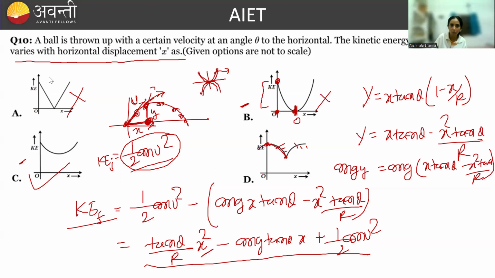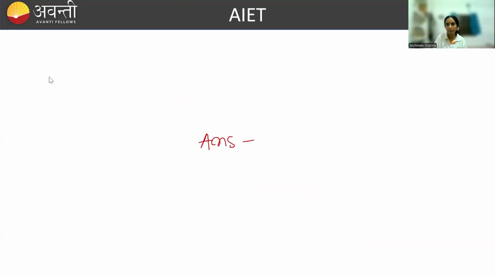This one feels correct because initially kinetic energy is maximum, which is true. It is decreasing, becoming minimum at a certain point, which will be the point of maximum height, and after that it is again increasing. So this feels the most correct. So what will the correct answer be? The correct answer will be C.